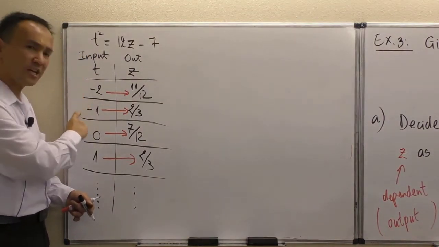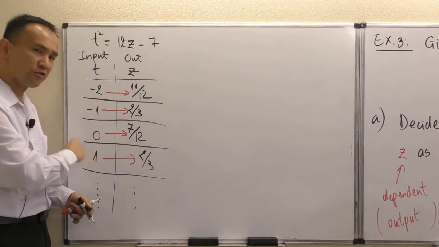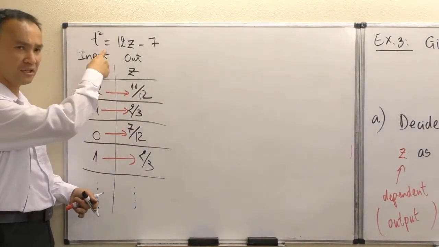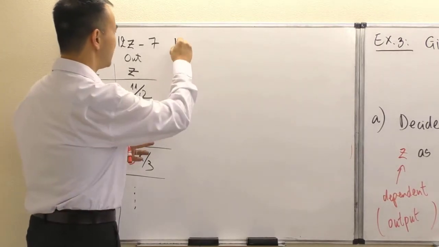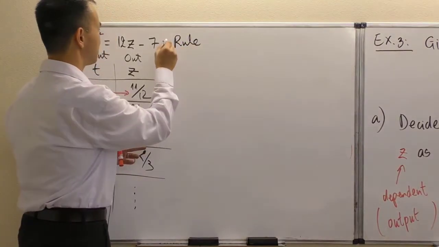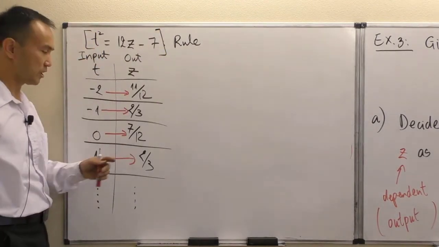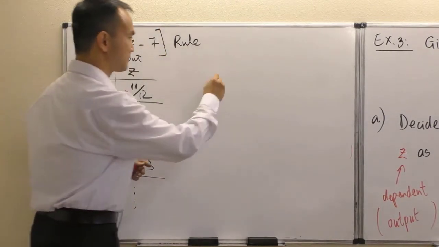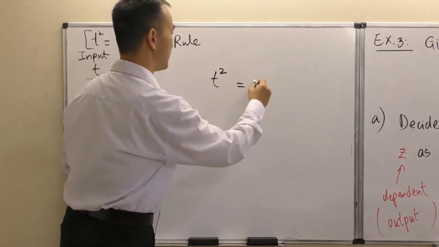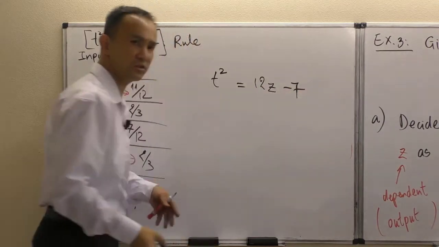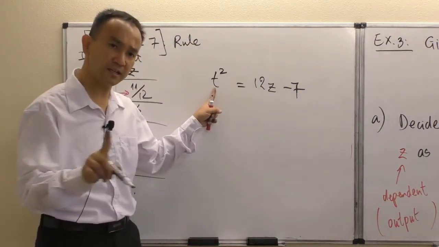See, for any arbitrary, for any general input, namely t, in this equation, this is the rule. That's the rule right here. So for any input t, we want t squared to be equal to 12z minus 7. That's straight out from the rule. So this t can take on different inputs.